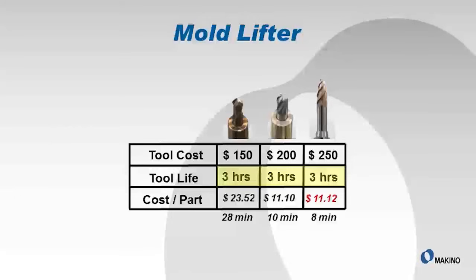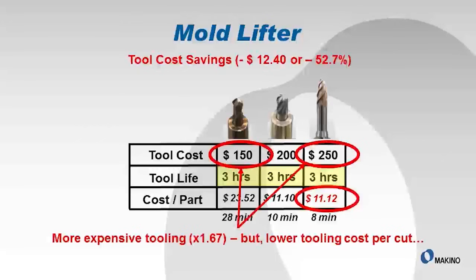Looking at cost per part, you're looking at anywhere from $23.52 per part to $11.10 to $11.12. So once again, we've got a cost savings here of about $12.40, or about a 53% reduction in cost per part, even though we've spent significantly more on the tooling. That, again, is one of the benefits of 5XC. And I would reiterate that we did not take into consideration any extension of tool life as a result of having more cutting surfaces on either the multi-flute ball nose end mill or the multi-flute barrel cutter.